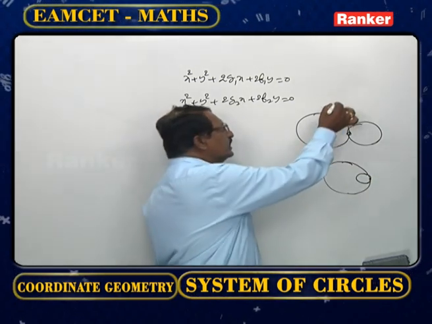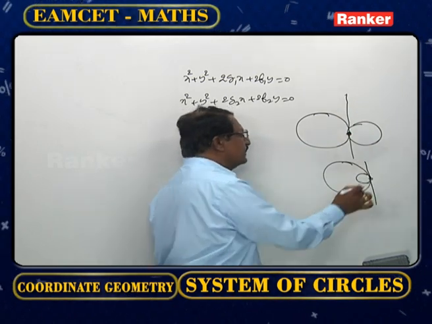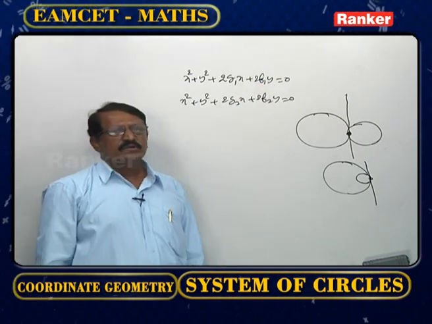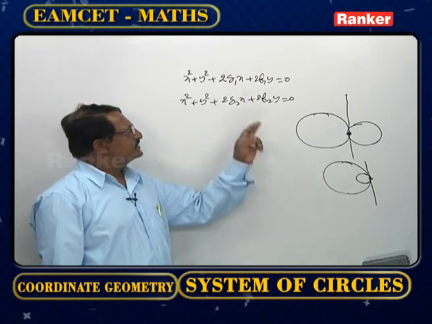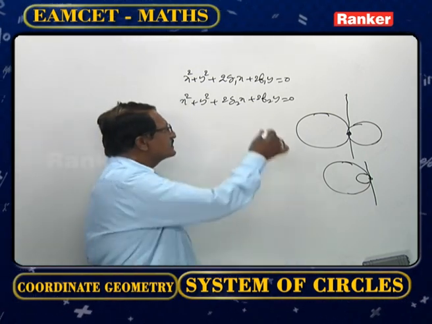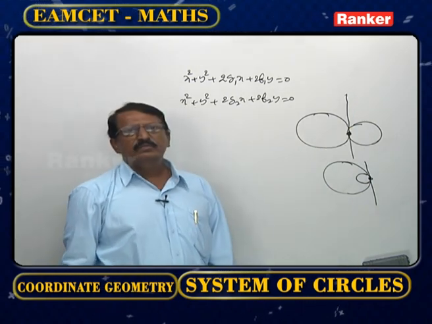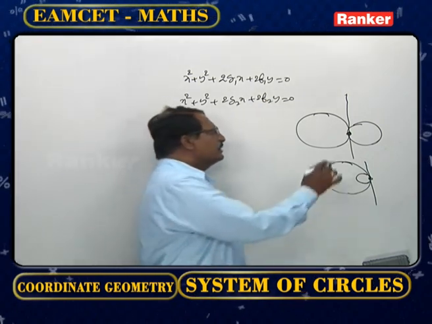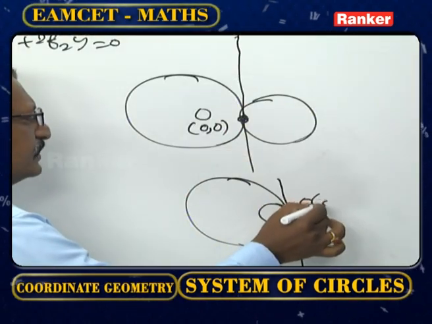Now they have only one common tangent at their point of contact. But in the first circle equation there is no constant, so the first circle always passes through the origin. In the second circle equation also there is no constant, so the second circle also passes through the origin. Now two circles touch each other, they have only one common point, but both circles pass through the origin, so compulsorily the point of contact must be the origin.